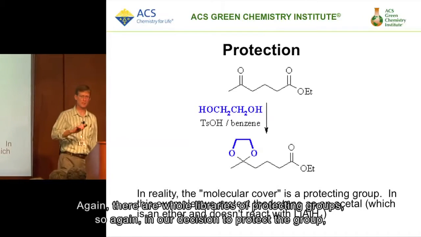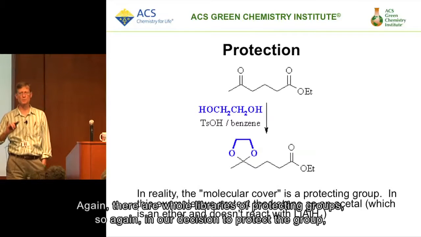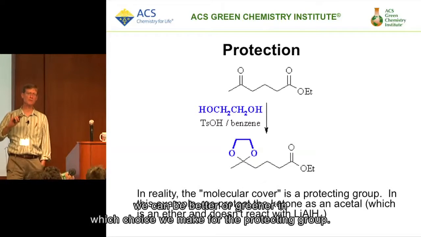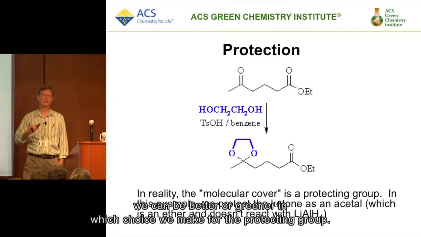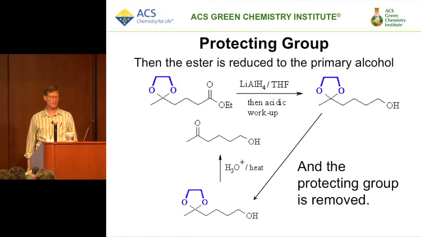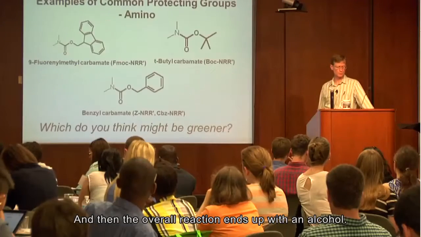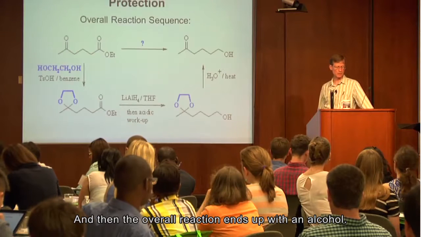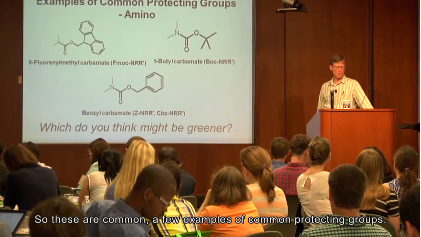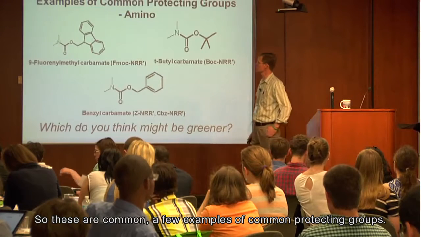Again, there are whole libraries of protecting groups. So again, in our decision to protect a group, we can be better or greener in which choice we make for the protecting group. And then the overall reaction ends up with the alcohol. So these are a few examples of common protecting groups.